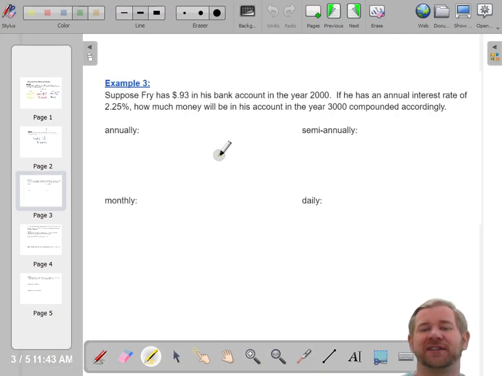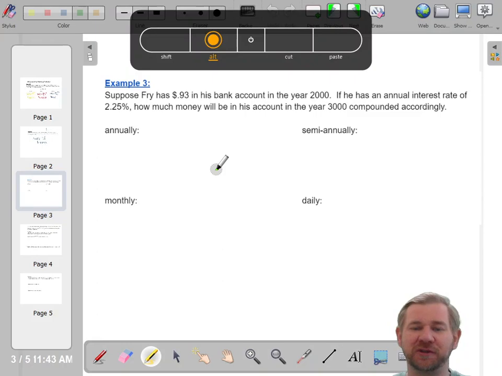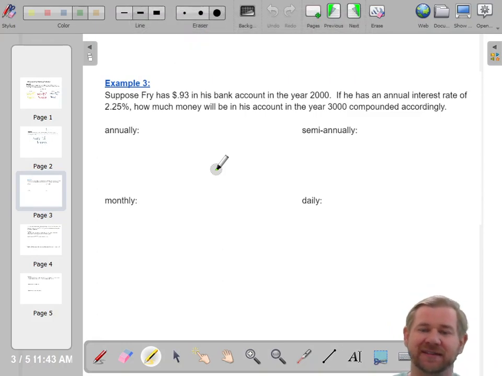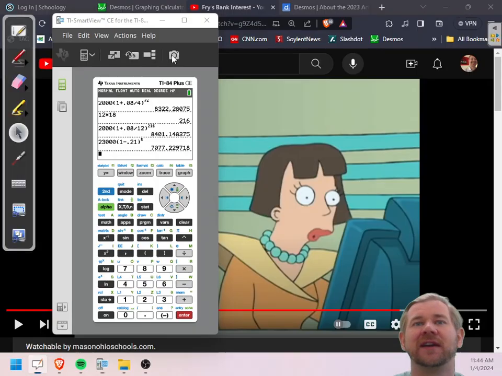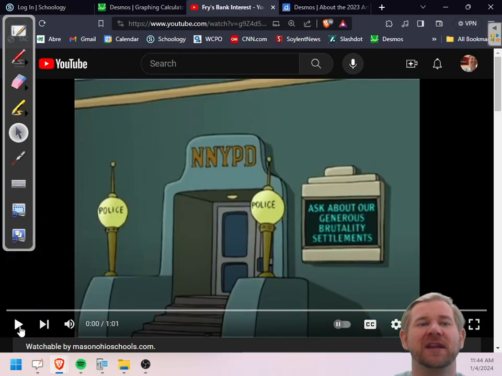All right, let's watch this. Okay, I'll set this up. This is a show called Futurama. It's an older cartoon, and the idea is the main character's name is Fry. He gets frozen 1,000 years. He gets frozen in the year 2000, and he wakes up in the year 3000. And so what we're going to talk about is how much money would be in his bank account. So let's see if I can find this. I have it right here. Okay. So let's watch. It's only 1 minute.